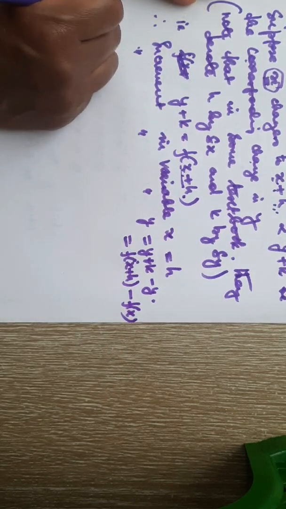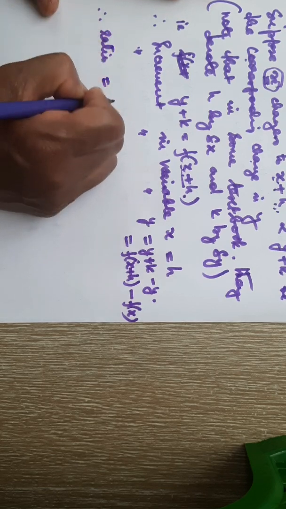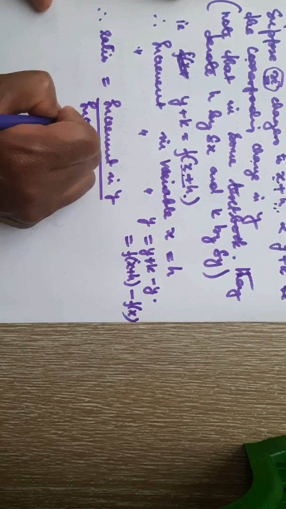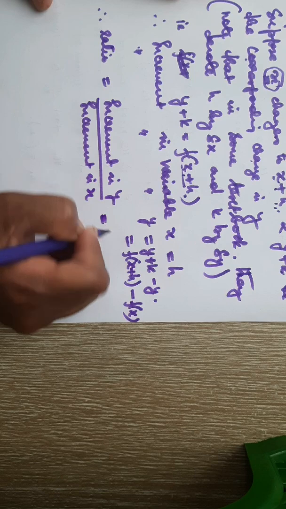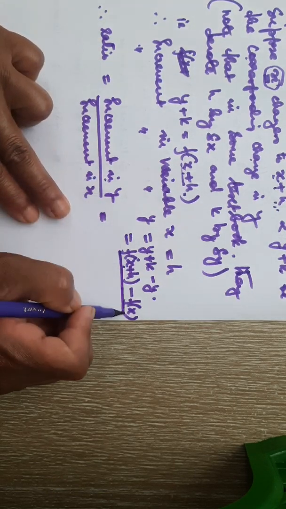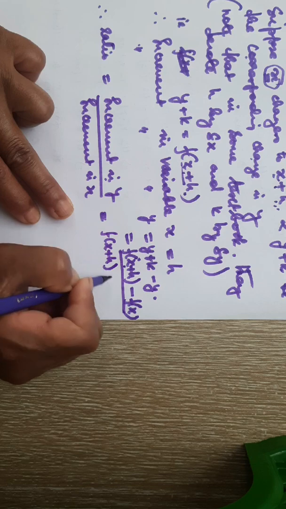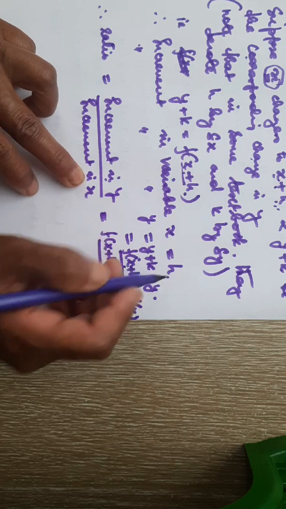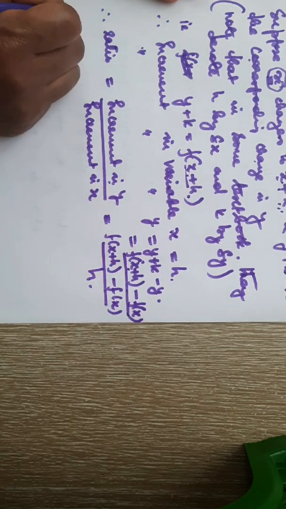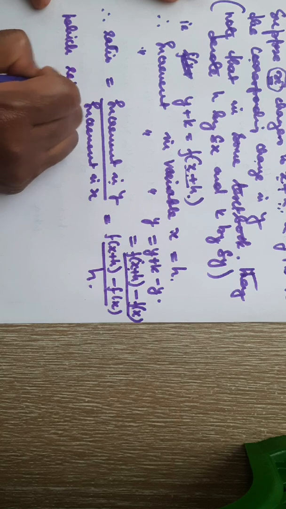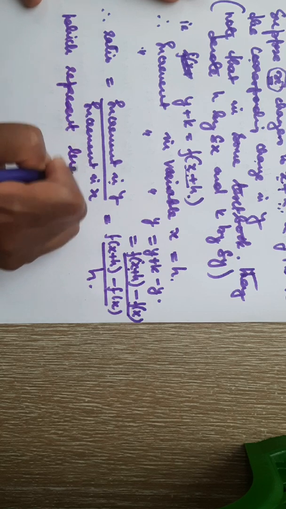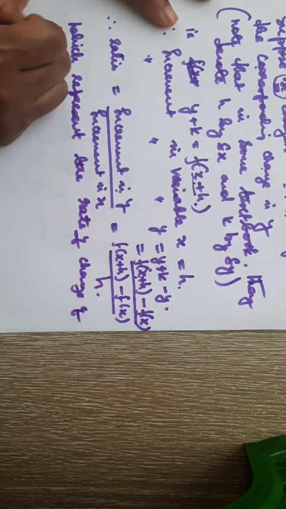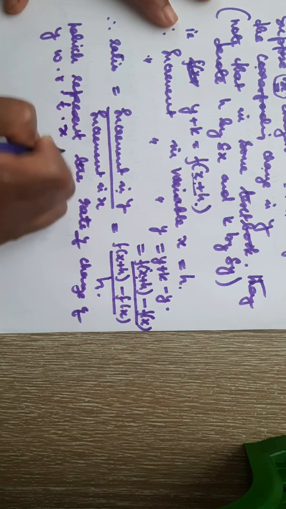So now what is the ratio? The ratio of the increment in y divided by the increment in x will become what? The increment in y is f of x plus h minus f of x, divided by the increment in x, which is h. So we have f of x plus h minus f of x divided by h, which represents the rate of change of y with respect to x.